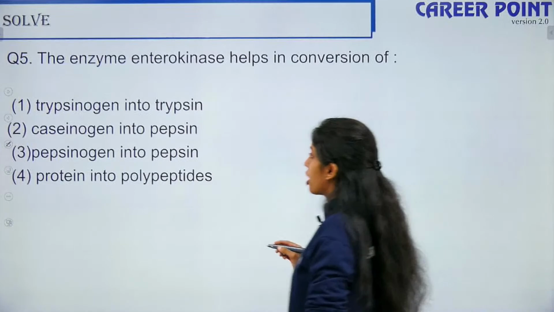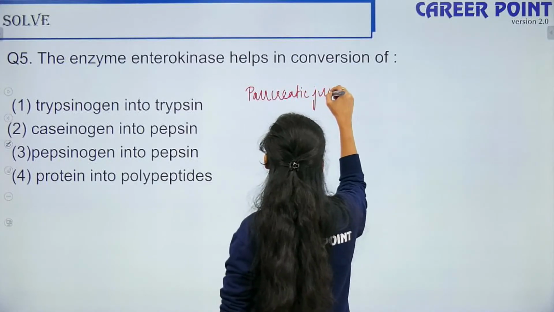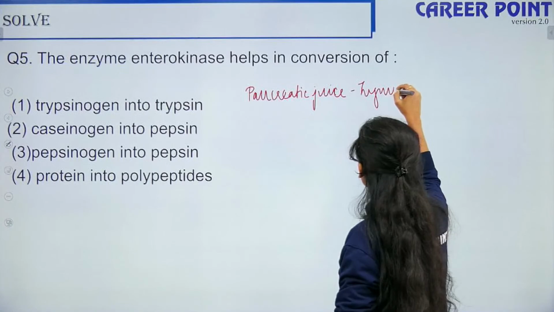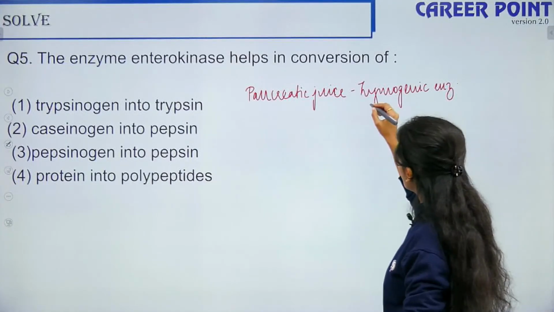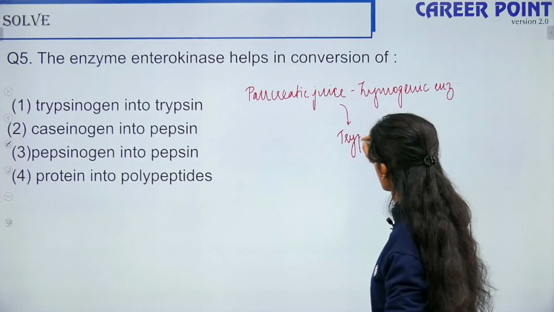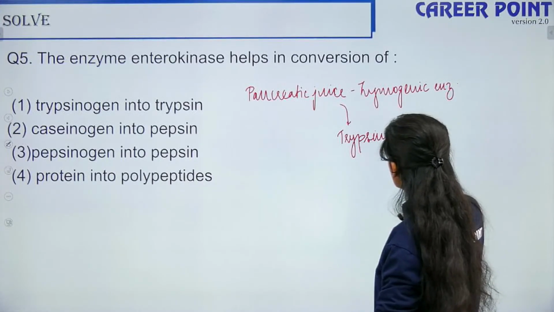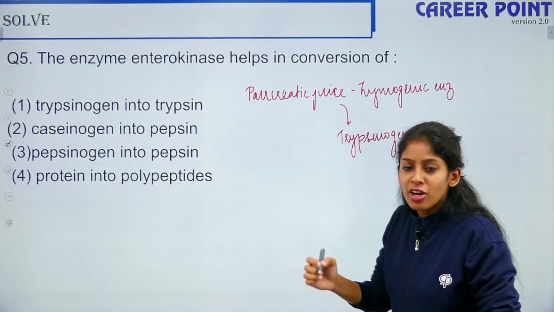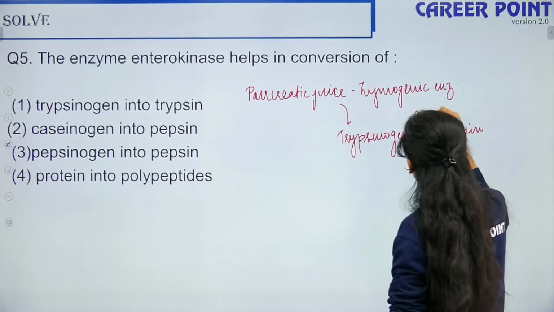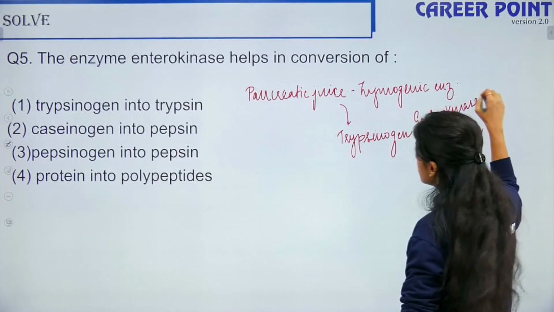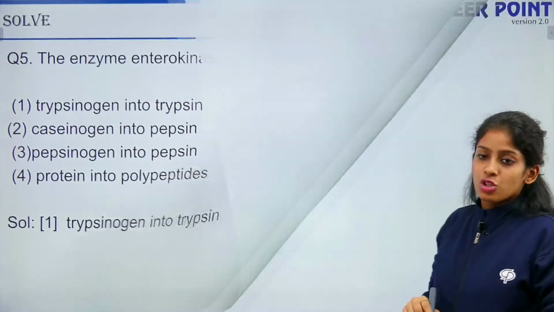So where does this come from? You have your pancreatic juices. Your pancreatic juices consist of zymogen enzymes, that is, enzymes in the inactive state, right? So it secretes trypsinogen, chymotrypsinogen, procarboxypeptidase, all of them. It secretes trypsinogen into the intestine. In your intestine, trypsinogen is converted into trypsin in the presence of enterokinase. So this is from your digestion chapter. So this is option A, trypsinogen into trypsin. Alright, yes, perfect.